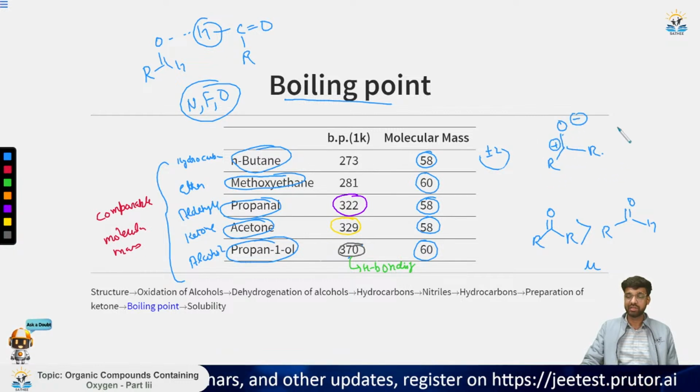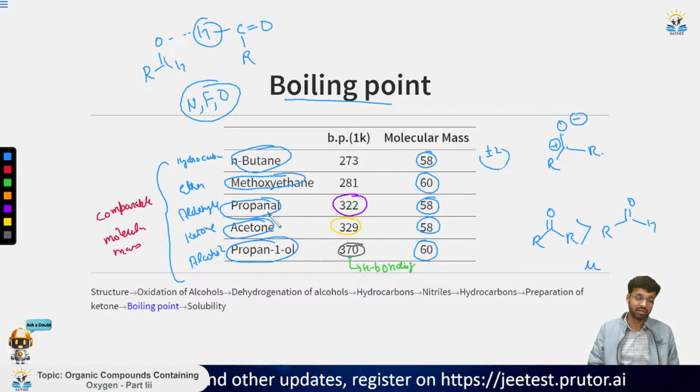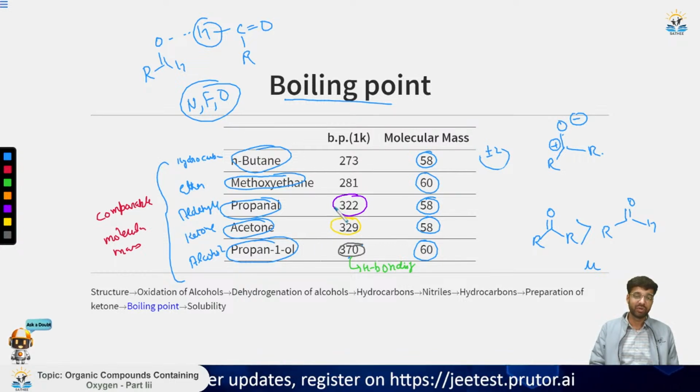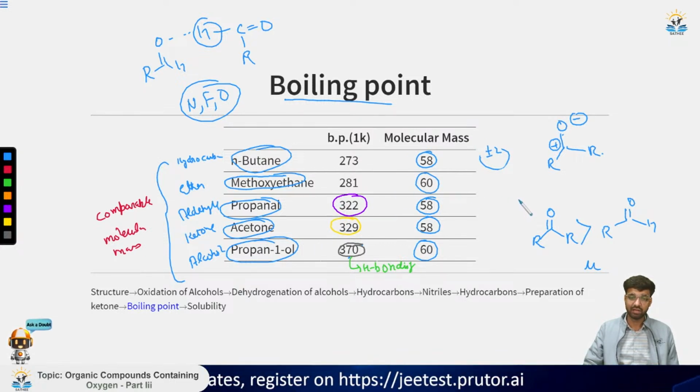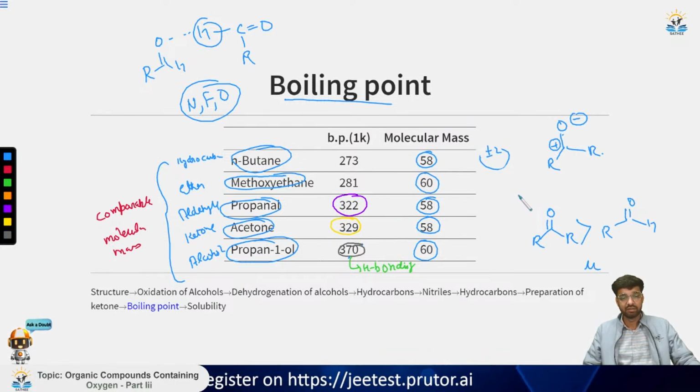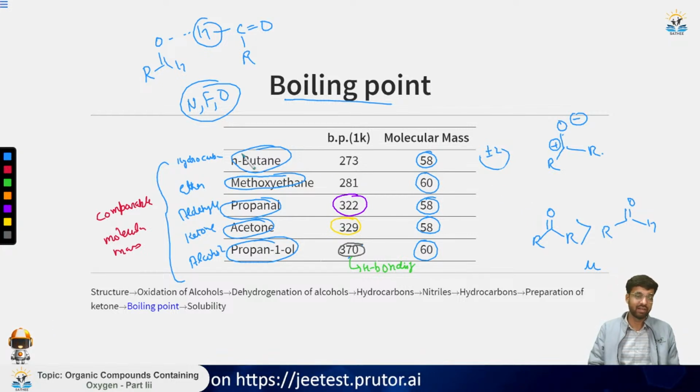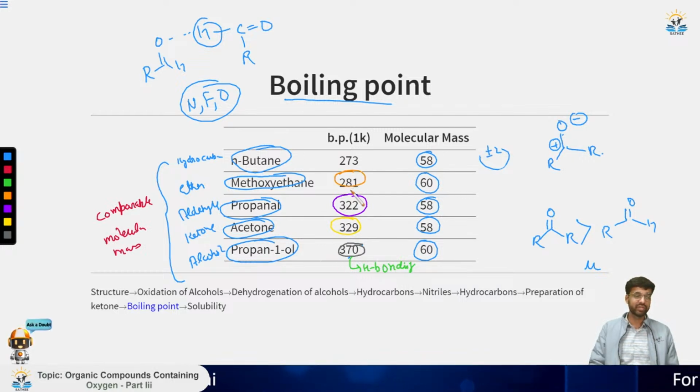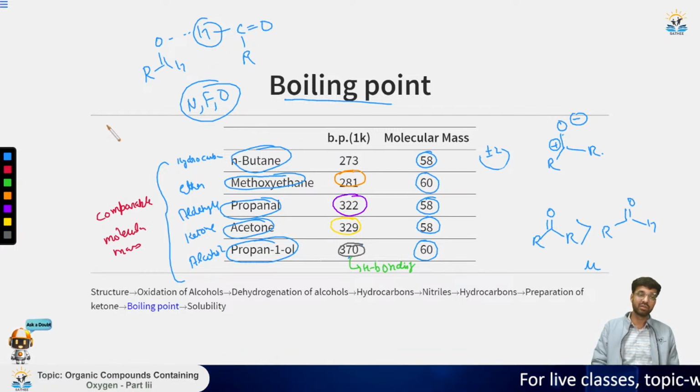So due to this resonance structure, it is highly polar. Carbonyl compounds are highly polar, but methoxymethane has nothing like that in its structure. So it will have a lower boiling point as compared to all of these. It is 281. At last we have butane, which is a simple alkyl structure, no oxygen, no heteroatoms at all. So it will have the lowest boiling point of all of those.